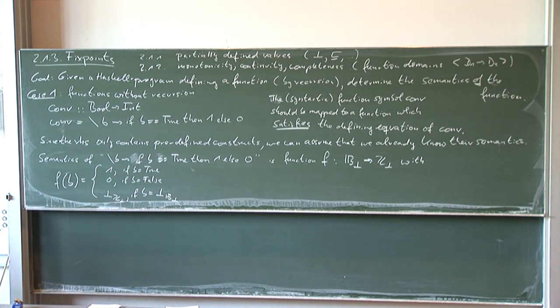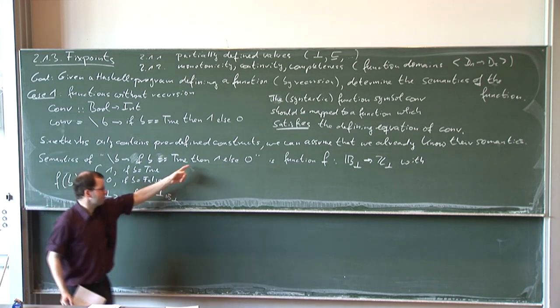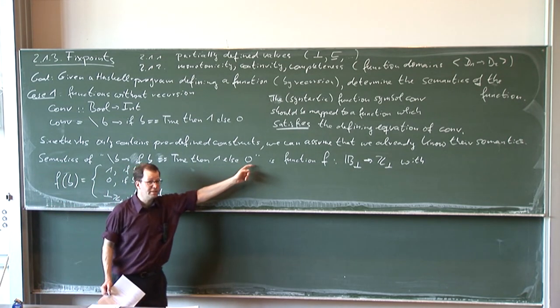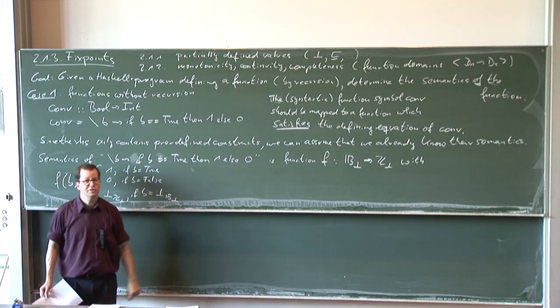Now, this we know because we know the semantics of if. The semantics of if means look at the condition, and depending on the condition, the result will be either the stuff that comes behind then or the stuff that comes behind else. And if the condition is not defined, then the semantics of this whole expression is undefined.